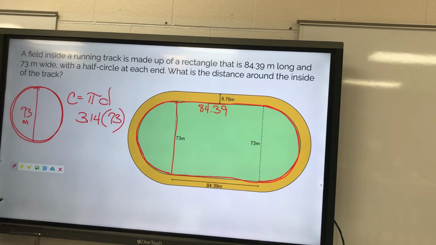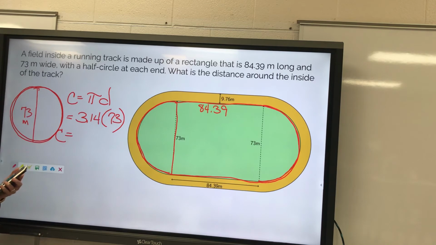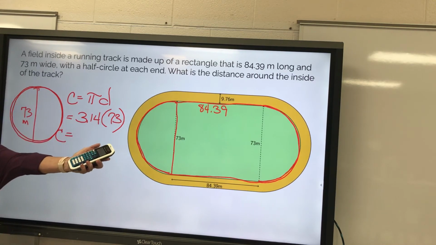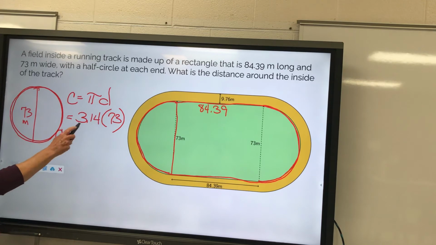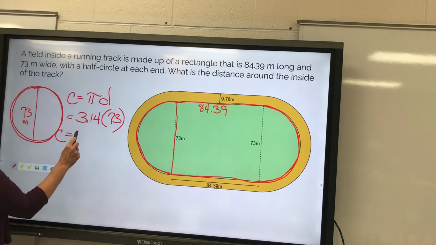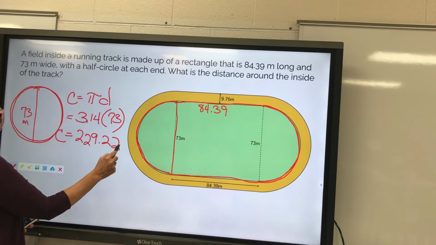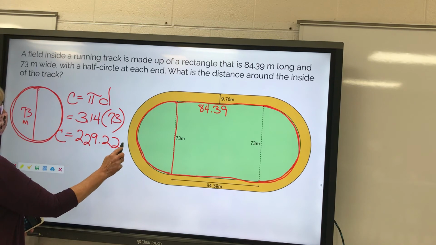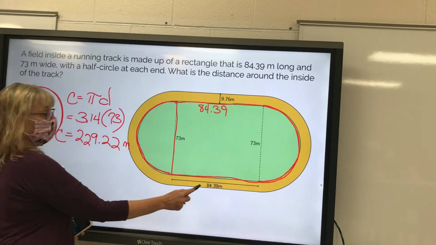What do you get? Take out your handy dandy calculator. 3.14 times 73. Peyton, what do you get? 229.22. Okay, what are we gonna do with that 229.22 meters? No, we're gonna leave it right there. What are we gonna do?